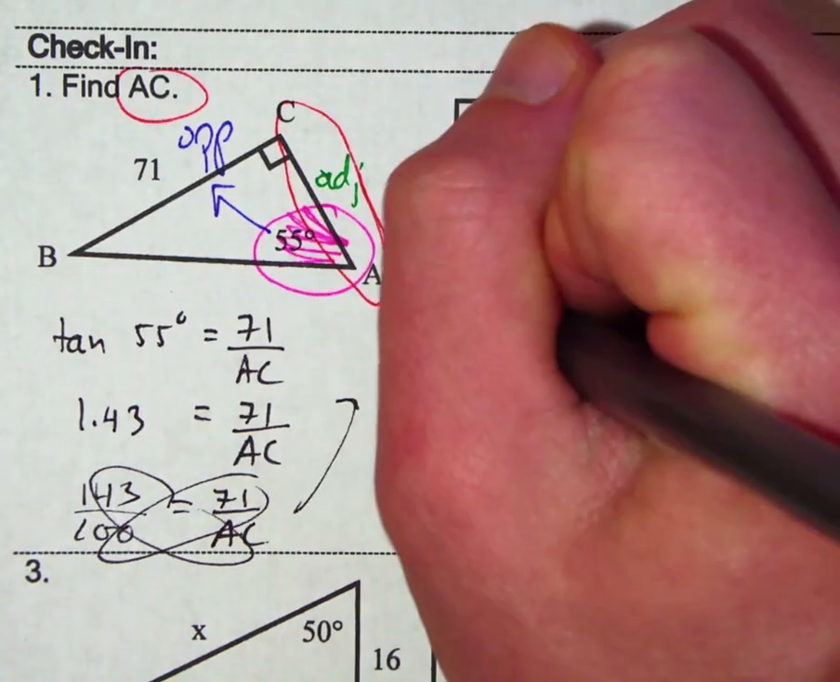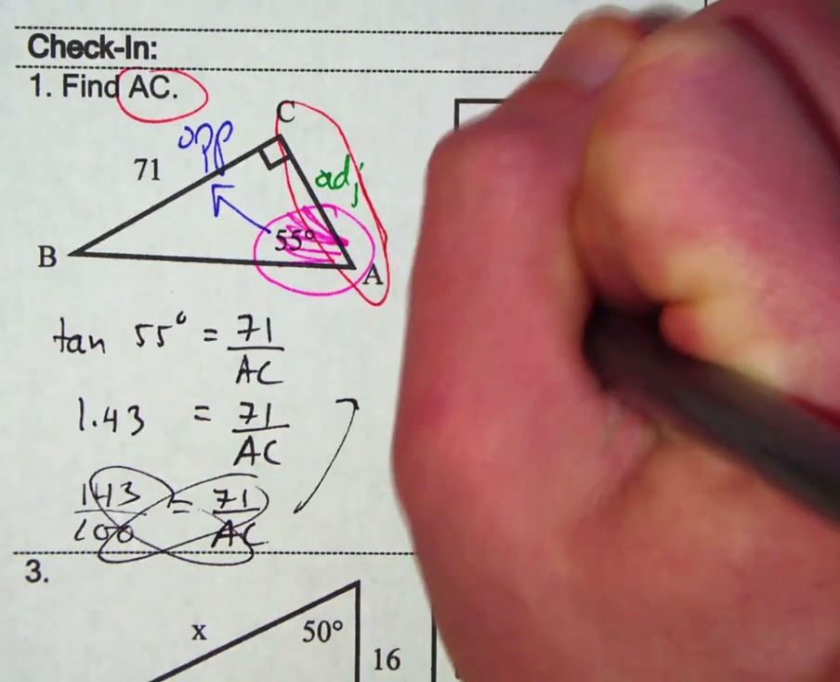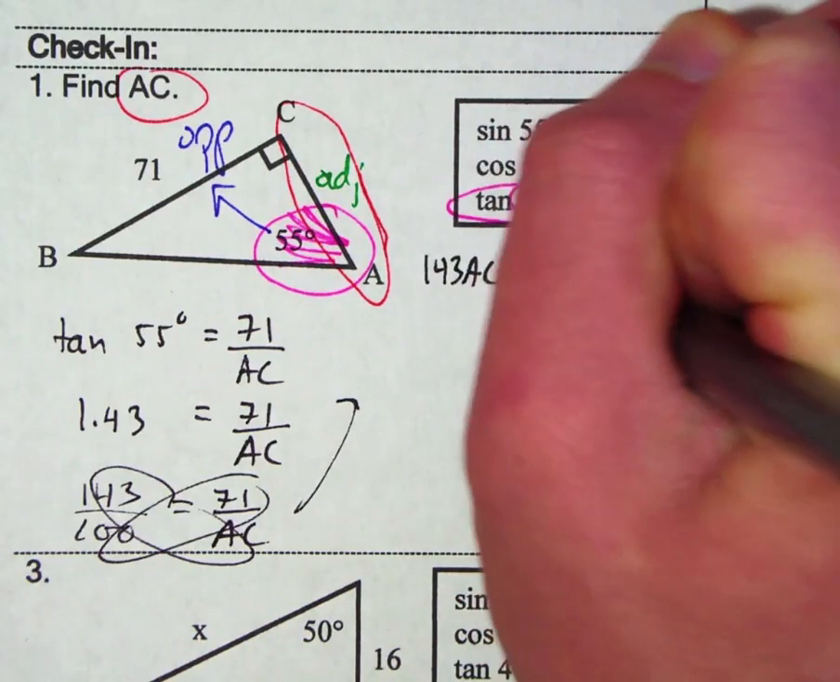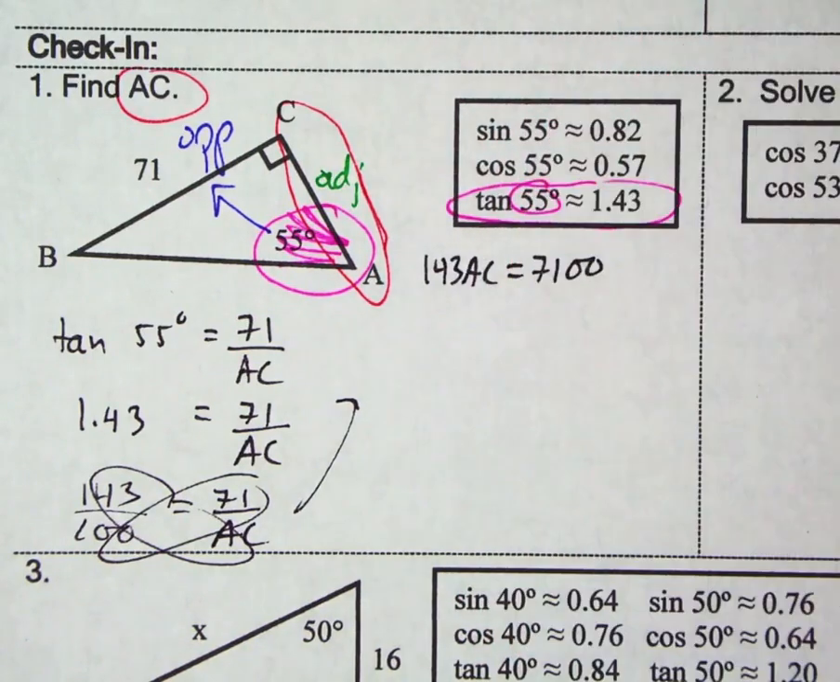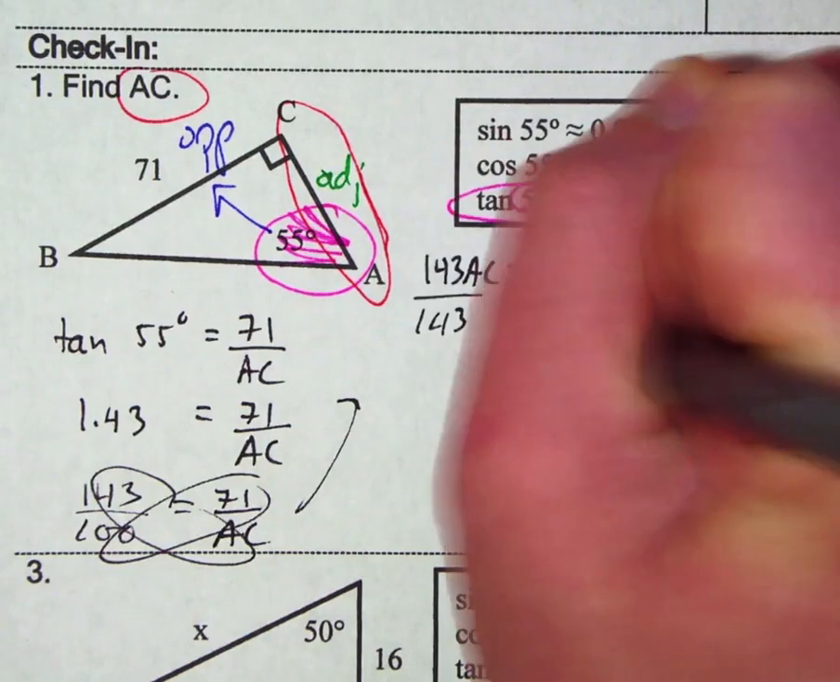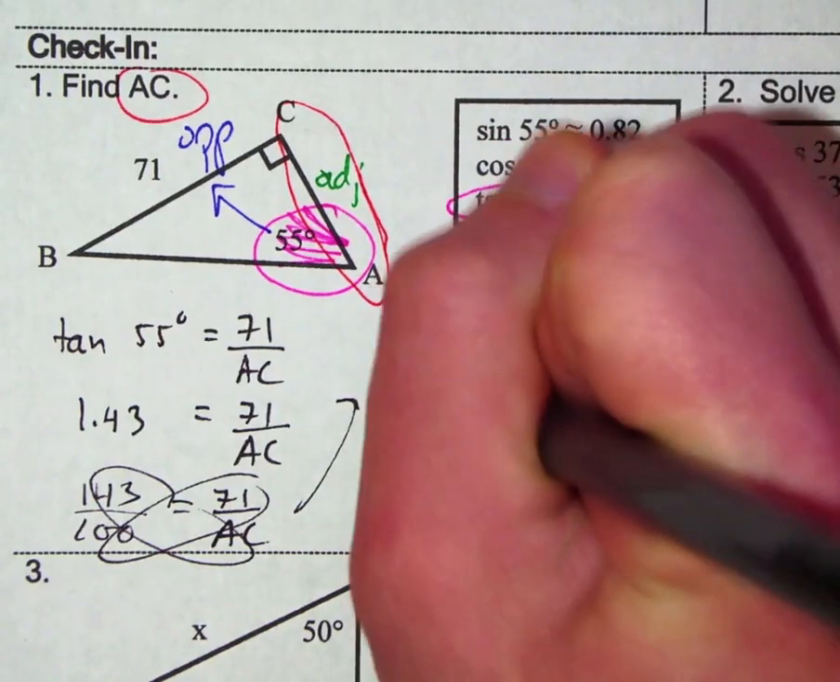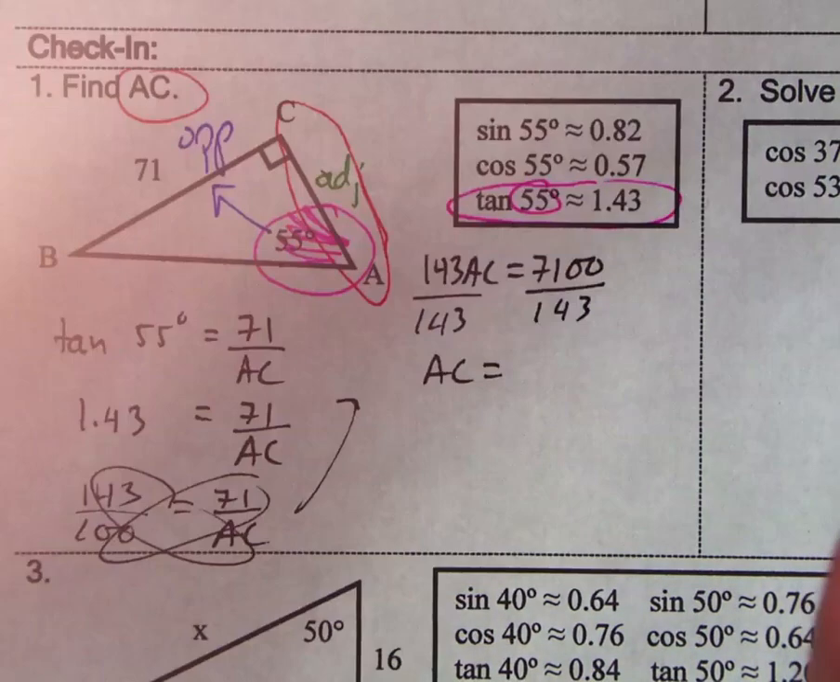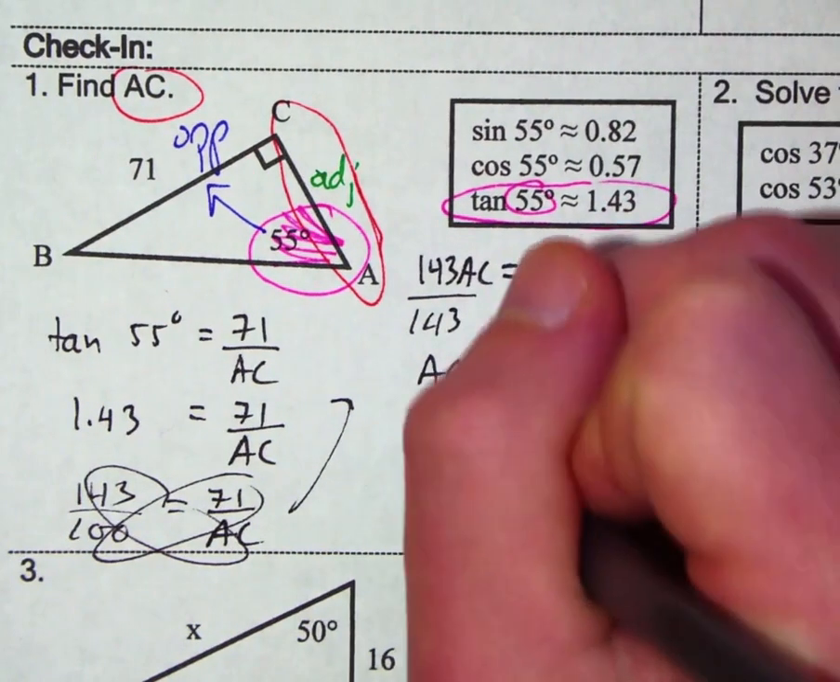So this will give us 143 AC is equal to 7,100. So now you have to divide both sides by 143. And you're looking at AC is equal to whatever that is. Yikes, that's a lot. Well, it's going to take some serious long division, probably on a piece of scratch paper. Let me see what I can do over here, though.